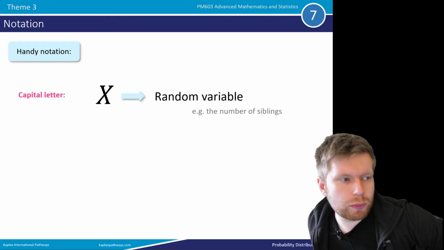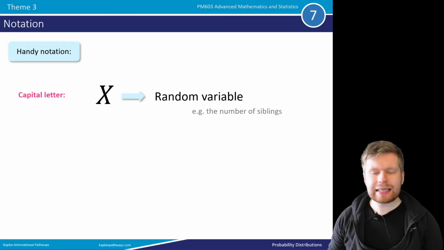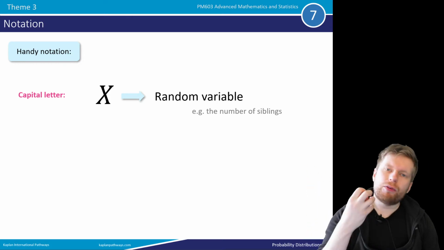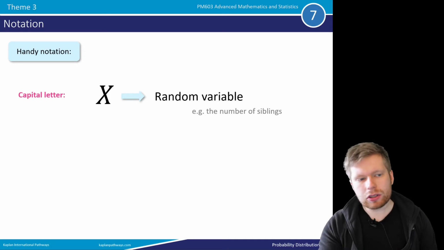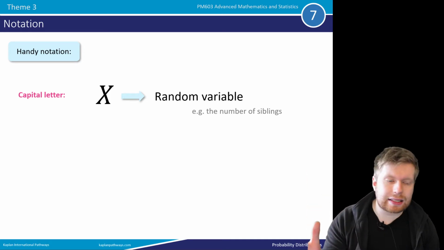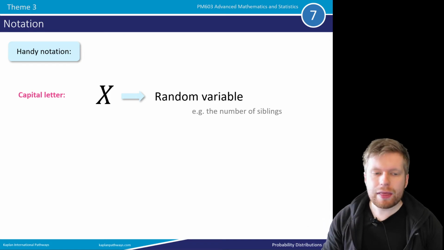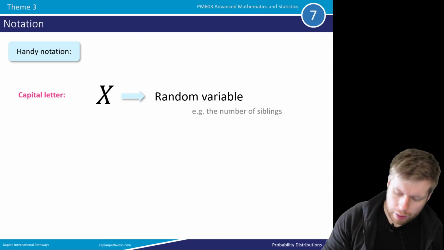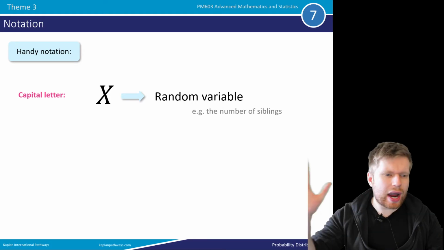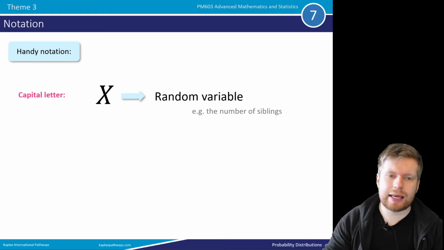So this is the notation we're going to go with. Instead of writing the number of siblings every single time for our random variable, we're going to just give it the capital letter X. It could be any letter, but as long as it's a capital letter, that's going to be the actual random variable. So in this case, we're going to say X is the number of siblings. So we don't have to write number of siblings every time. We just write X instead.